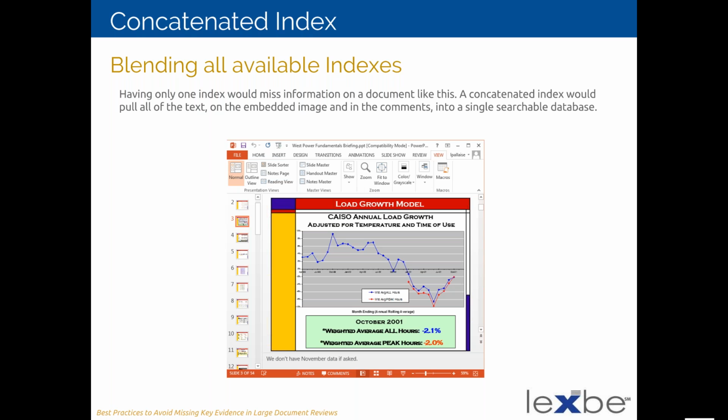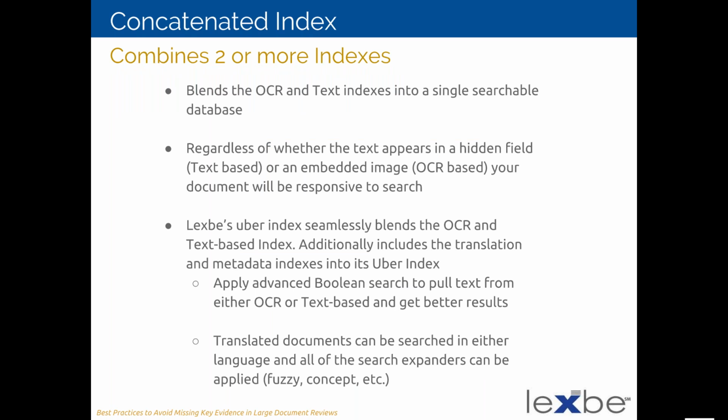If you have documents that need to be translated, that's also something LXP can do for you as an added feature. Once those documents are translated, they can be searched in either language, so you can search in English if you're translating to English, or you can search in the language the document came in. Let's say it's Spanish: if you search the Spanish word, you'll get a hit on the Spanish and the English word. And if you search on the English word, you'll get the same results. All the search expanders can be applied to those translated documents as well, so the fuzzy and concept search that we talked about before.